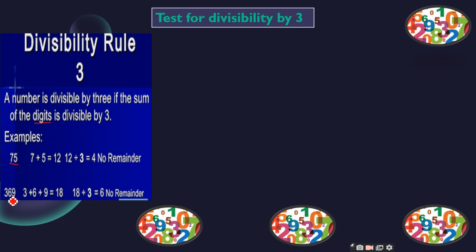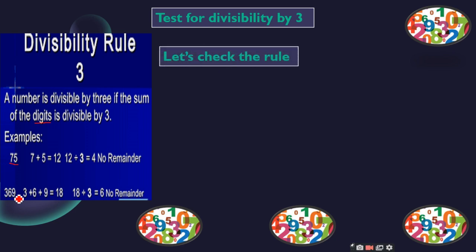Then we have 369. In this number we have three digits, 3, 6 and 9. Let's take the sum of 3, 6 and 9. 3 plus 6, 9. And 9 plus 9, 18. 18 is divisible by 3. So the number 369 is also divisible by 3. Let's have some more examples.